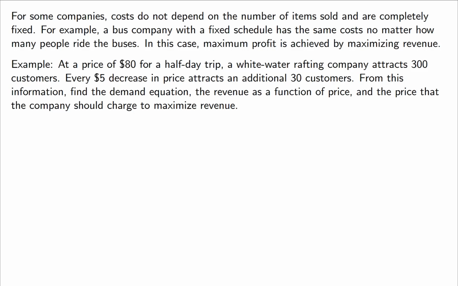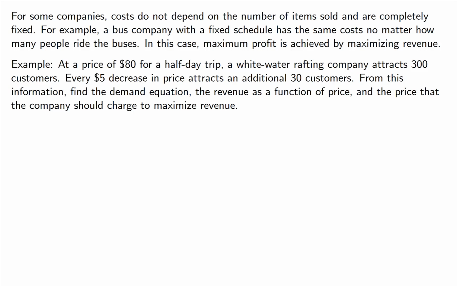Let's look at one final example if the cost is a fixed value and revenue is the only thing that we need to consider. Some situations actually come up like this. A bus company is going to pay the same costs no matter how many people ride the buses. All they have to do if people are riding the buses is just run their bus schedule. They'll make money from the people buying tickets, and the more tickets they sell, the more money they make. They have to pay the same amount regardless.